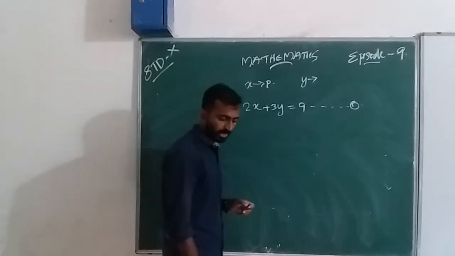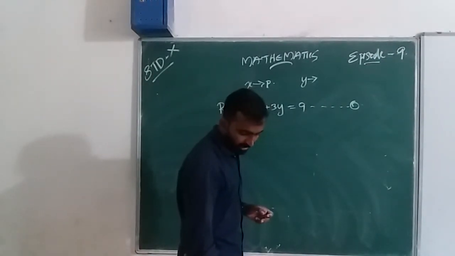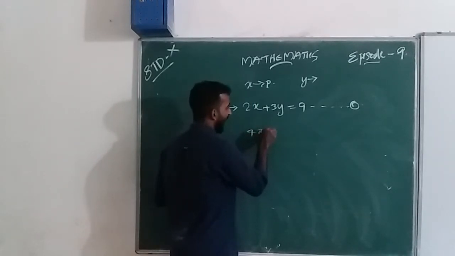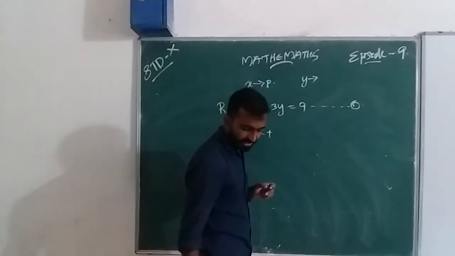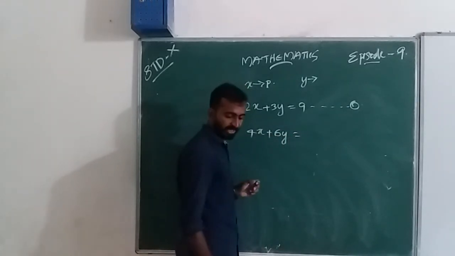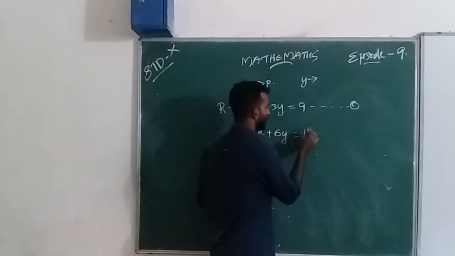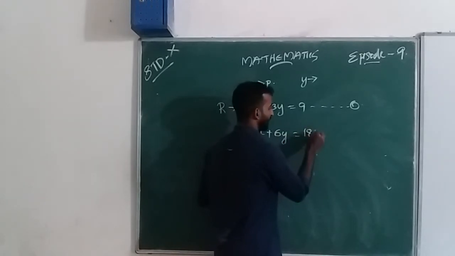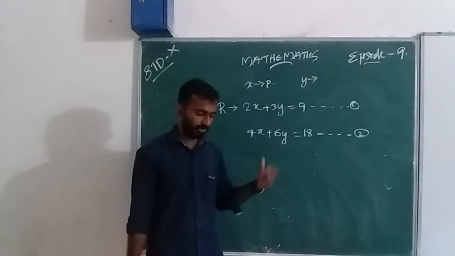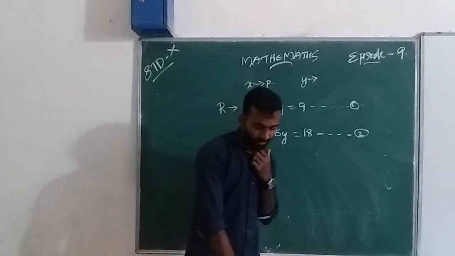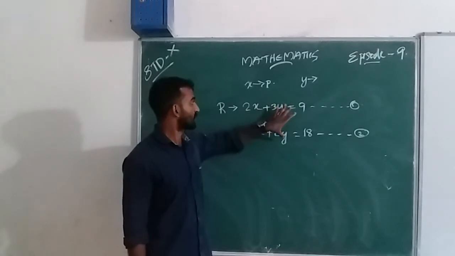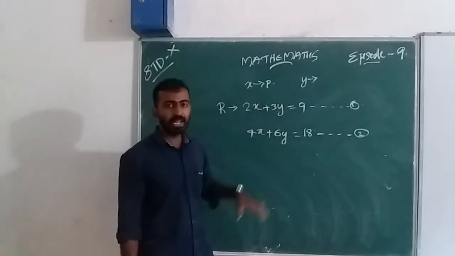And the second is what? Her friend Sonali bought 4 pencils and 6 erasers. What do we get? This is our equations, the algebraic representation of the situation.